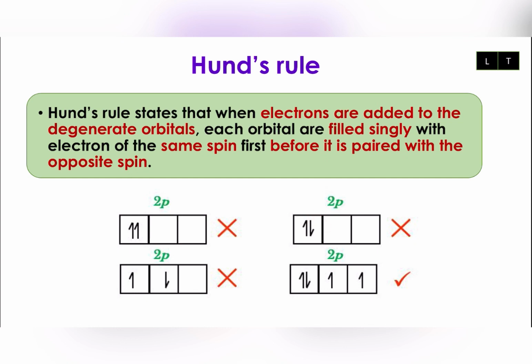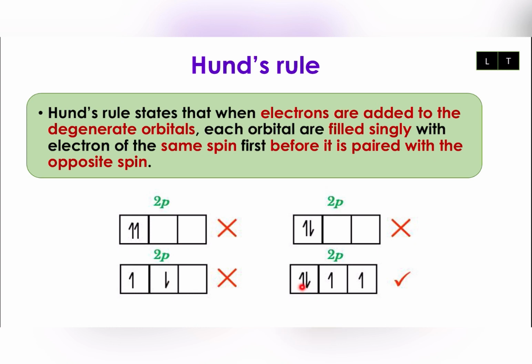Next, we have this one. It is filled with single electrons but with opposite spin. Actually, it is also wrong because we have to fill in the single electrons with the same spin first. But we have the last example, which is correct.